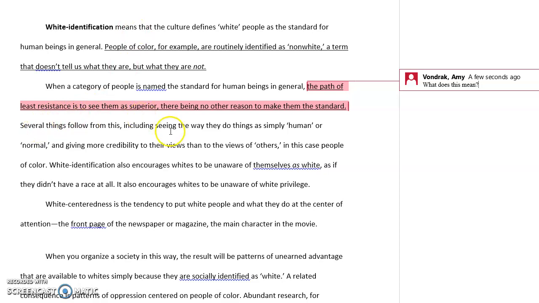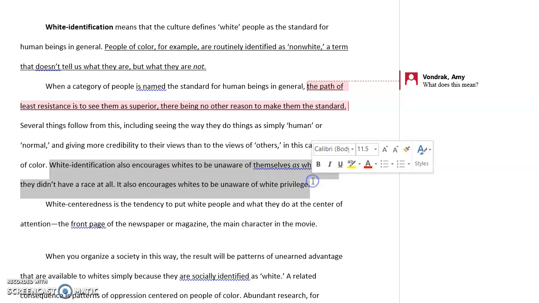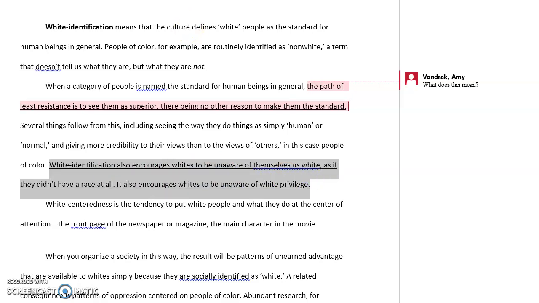Several things follow from this, including seeing the way they do things as simply human or normal, giving more credibility to their views than the views of others. In this case, people of color. White identification also encourages whites to be unaware of themselves as white, as if they didn't have a race at all. It also encourages whites to be unaware of white privilege. This sounds really important. This is worth thinking about.